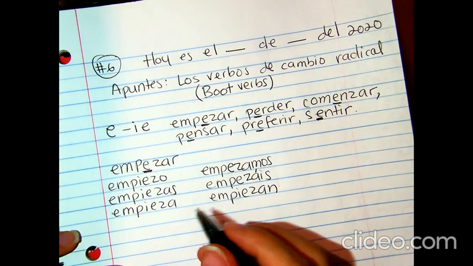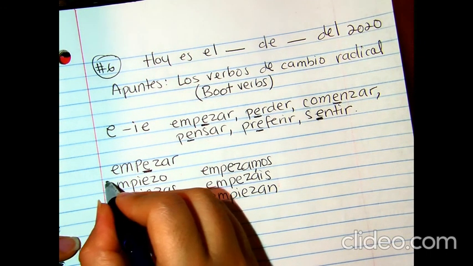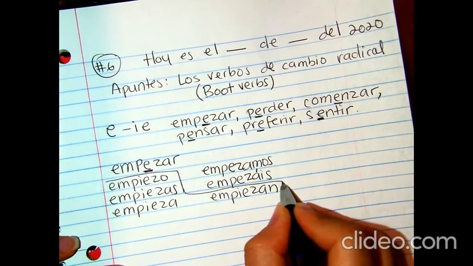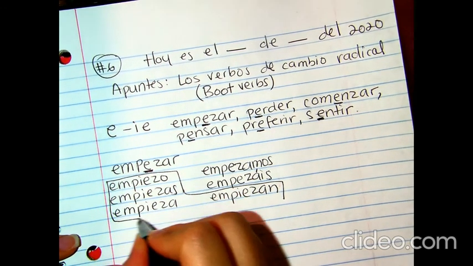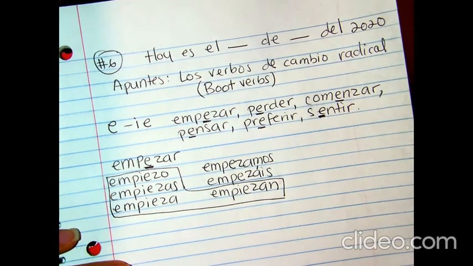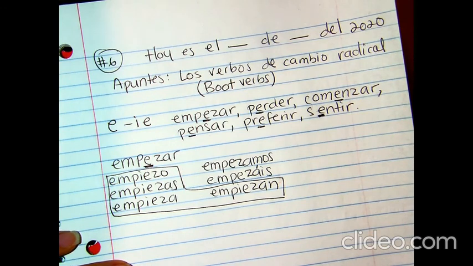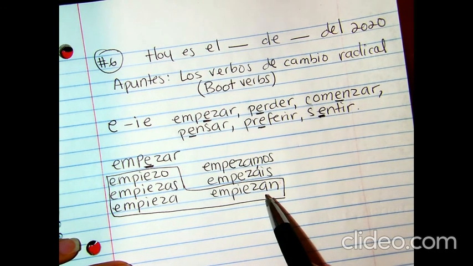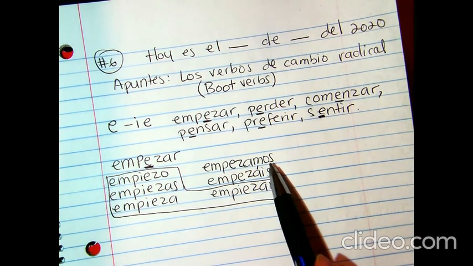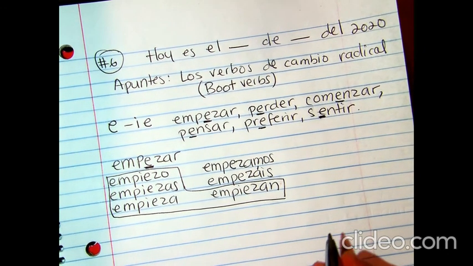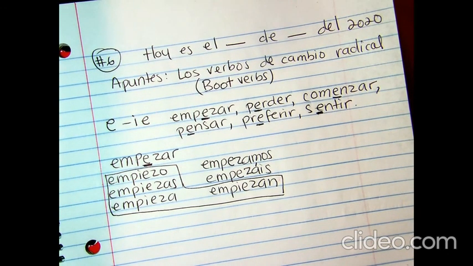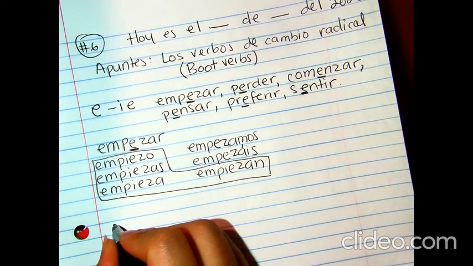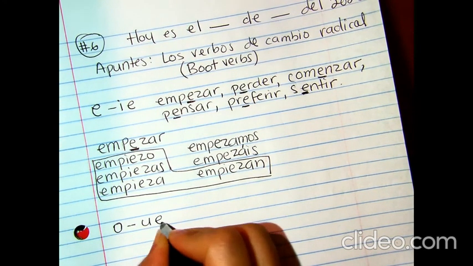And the reason why they're called the root verbs is because the change happens en yo, tú, él, ella, en ellos, ellas form. It doesn't happen in nosotros, either en vosotros. Okay, kind of forms the shape of a root. Okay, so now we have the O to the UE.